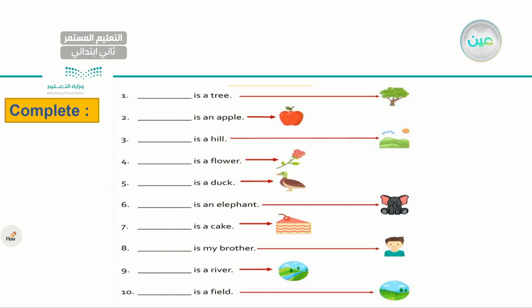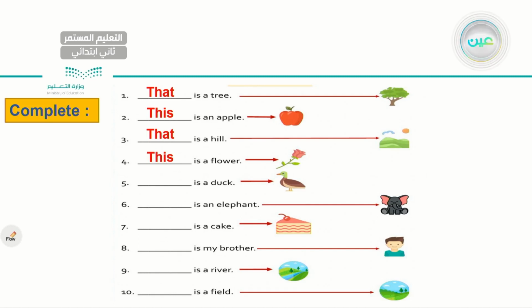A tree. I have a tree. That is a tree. It's far away, right? An apple. What do you think? This is an apple. Very good. Next one. A hill. That is a hill. Very good. It's far away. A flower. This is a flower. Very good.